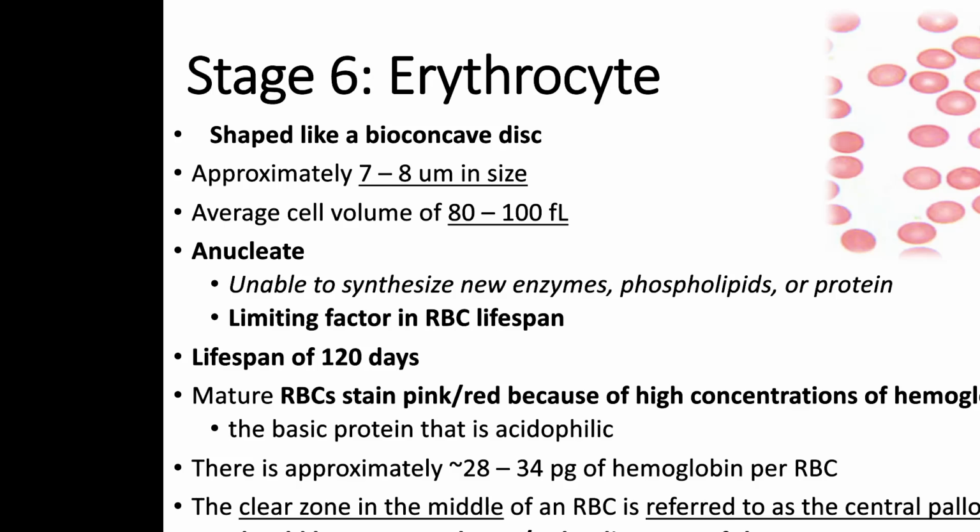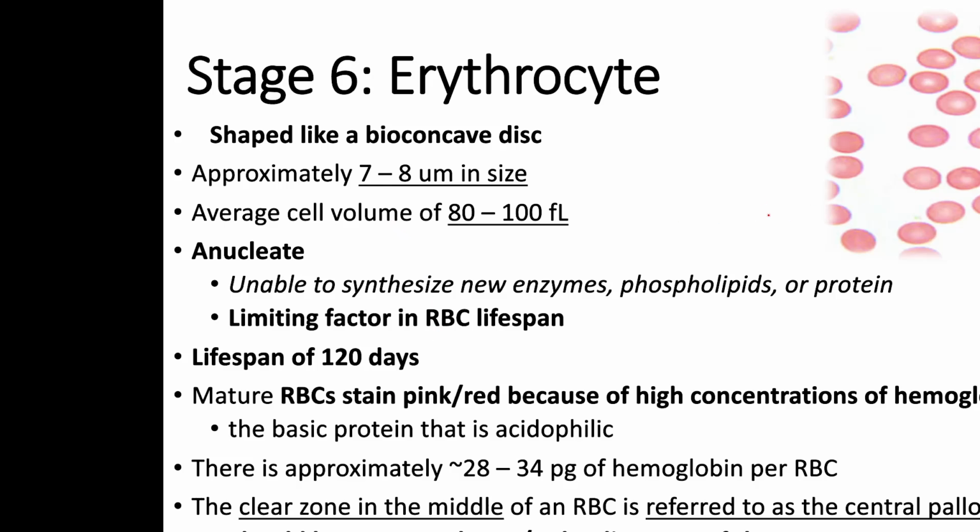We're finally at the erythrocyte. It is shaped like a biconcave disc. This central pallor here does not mean that there's nothing in there. It just means that the center part is so thin that light will pass right through it. It's about 7 to 8 micrometers in size if you were to measure its diameter, and it has a volume of about 80 to 100 picoliters.